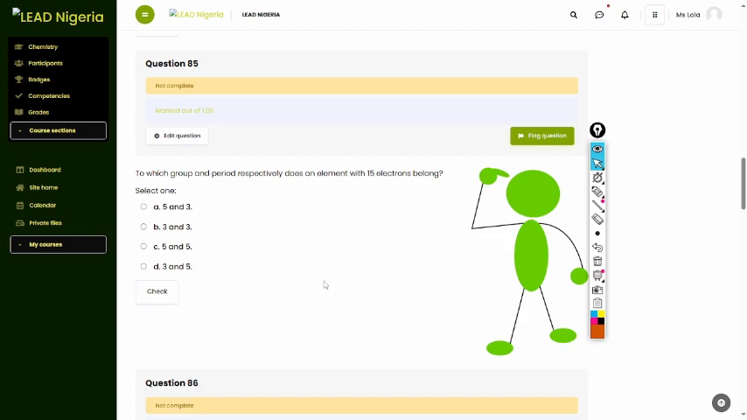Alright. So which group and period respectively does an element with 15 electrons belong to? Okay, so we'll write out the configuration for an element with 15 electrons. So 15 electrons in order of increasing energy level: 1s2, 2s2, 2p6, this is letter P, 3s2, 3p, let's see, 16. This is 6 plus 4, 10, 12. So we're left with 3 electrons, so 3p3. So this is the configuration for an element with 15 electrons.